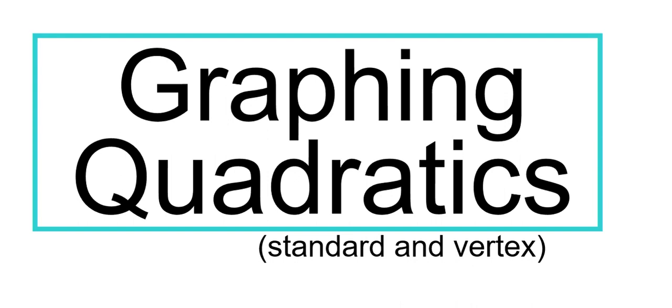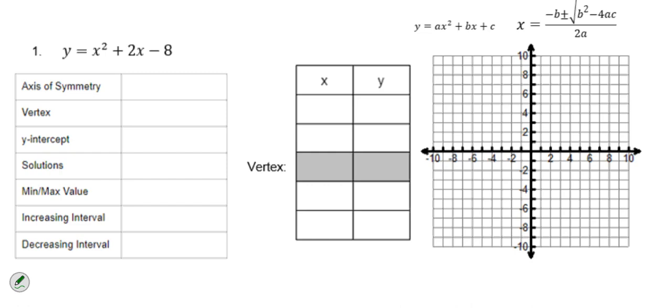Okay, here we go. Graphing quadratics in standard and vertex form. So we are looking at a quadratic in standard form, and on the test you're going to be given this over here. And the first thing they ask you to find is the axis of symmetry.